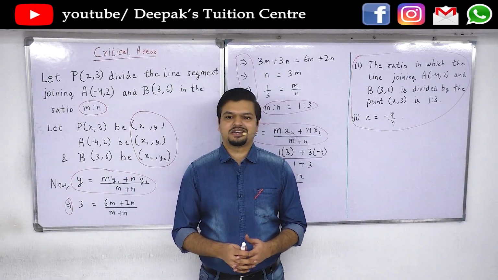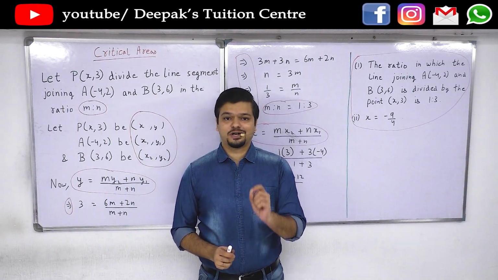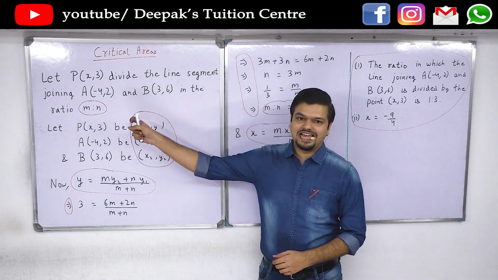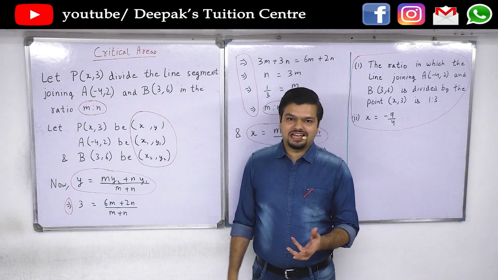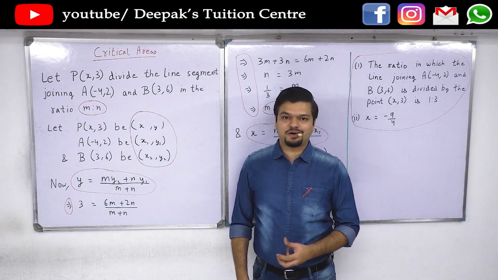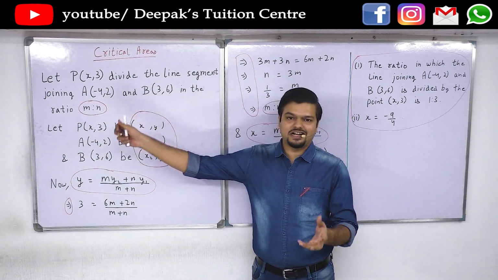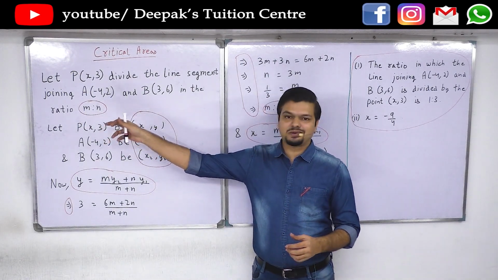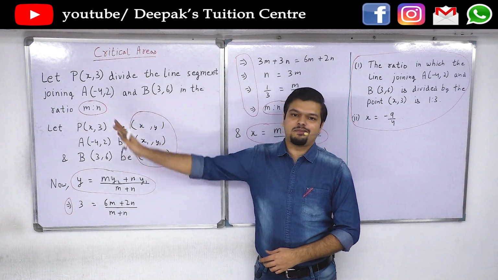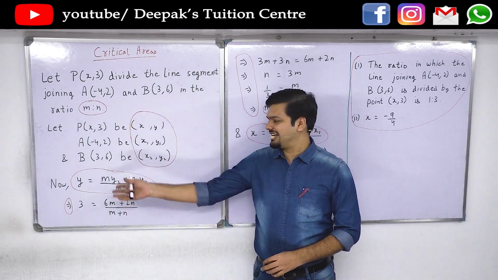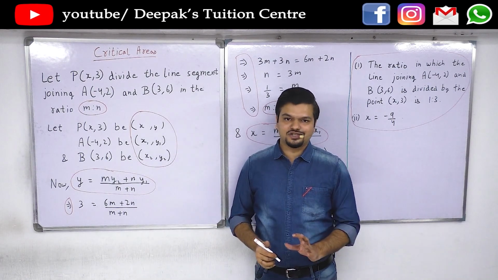While solving such questions, the critical areas where you should be very careful and attentive are: you should always define what ratio you are taking, and what variables you are using for your ratio. So, if you are taking k is to 1, write k is to 1. If you are taking 1 is to k, write 1 is to k. If you are taking m is to n, write m is to n. Write something. Do not leave it to the teacher to assume that you have used a certain ratio.